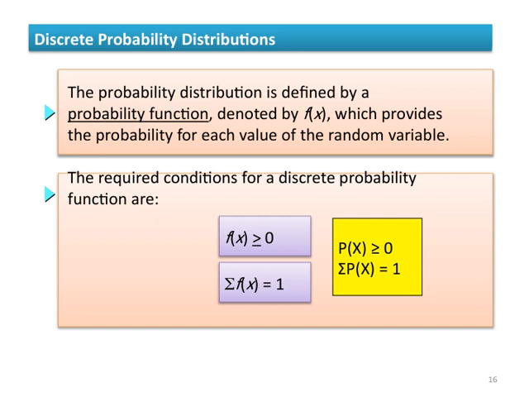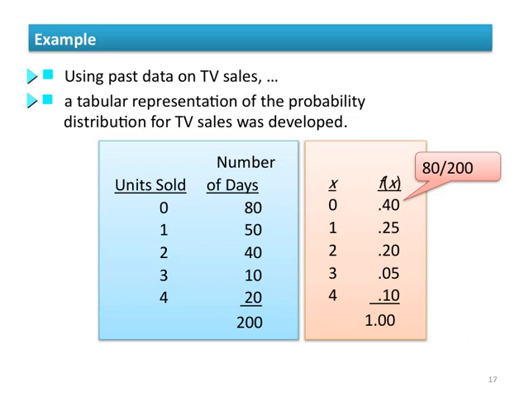These conditions ensure that our probability function behaves consistently and logically, aligning with the overall theme of understanding how probabilities are assigned to discrete outcomes. They form the foundation for analyzing and working with discrete distributions effectively. Let's take a closer look at this example.